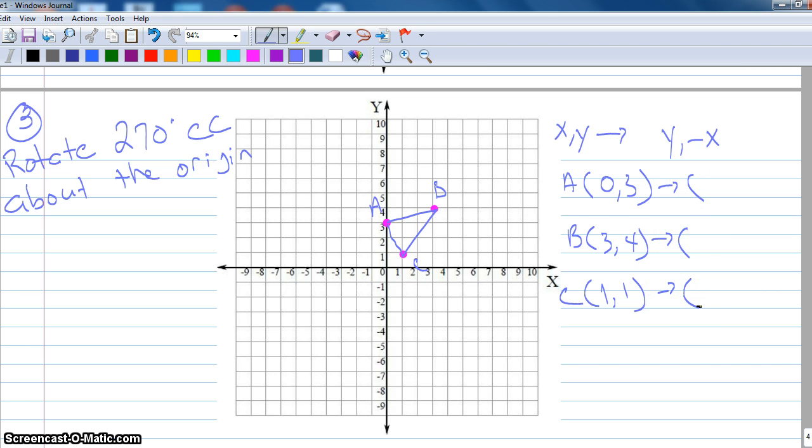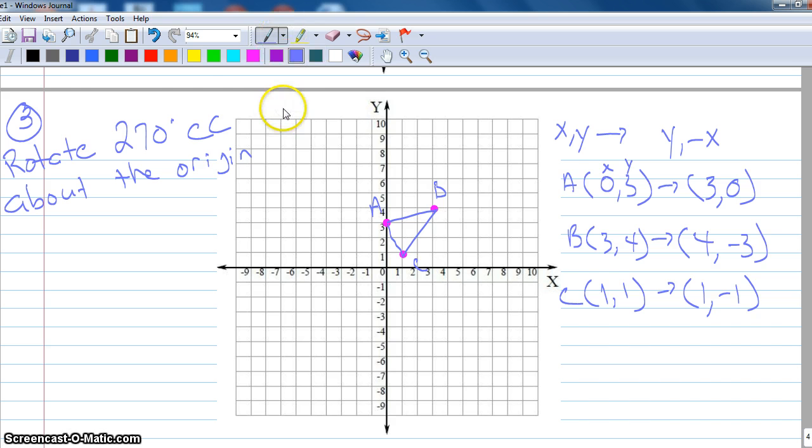So change the sign, put the second number first. So y goes first, so it's 3. Change the first one here. You can't change it, so it stays 0. So you put the second number first, 4. Change the first one from a positive to a negative. And if it's negative, make it positive. And here put the 1 first, and change that 1 to a negative 1.